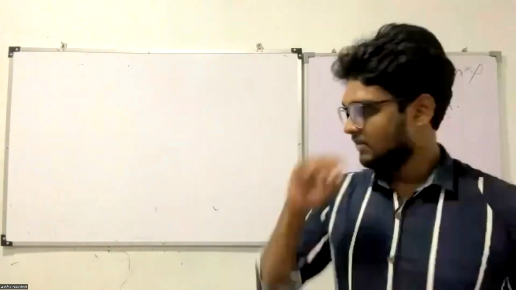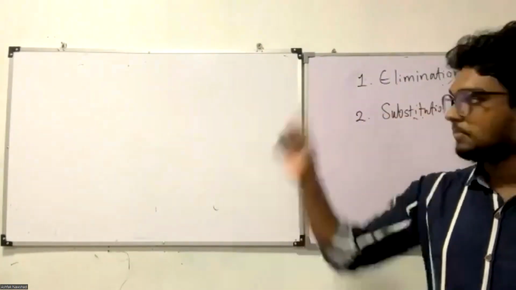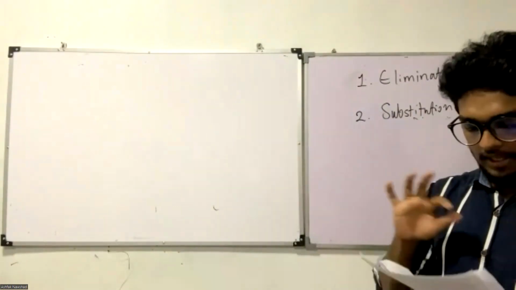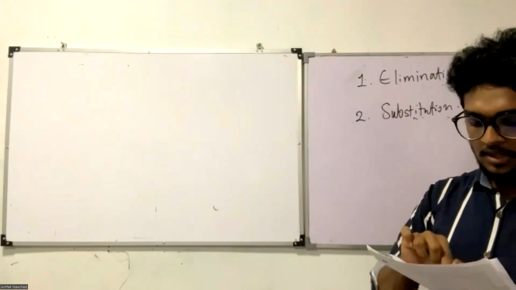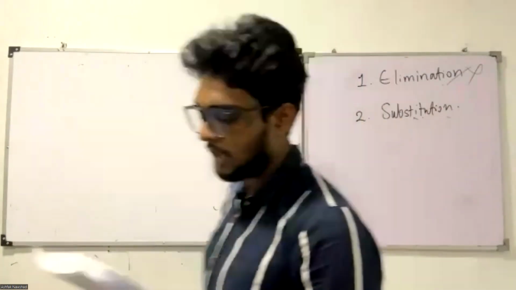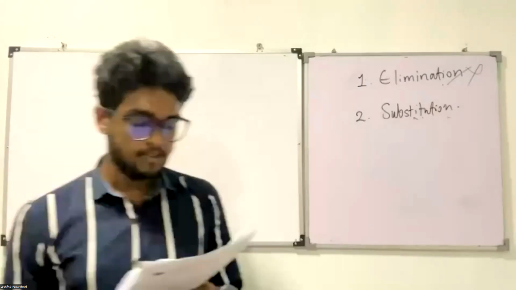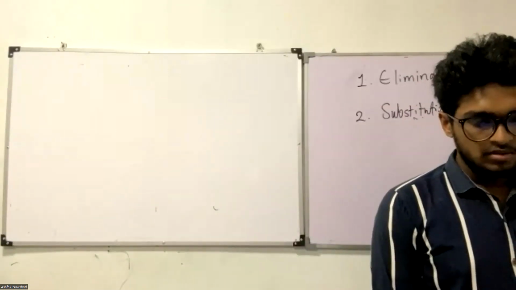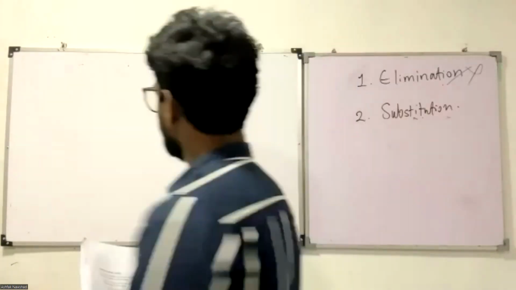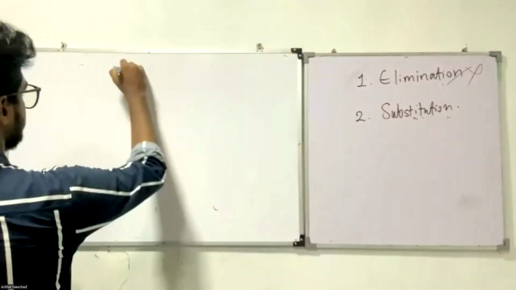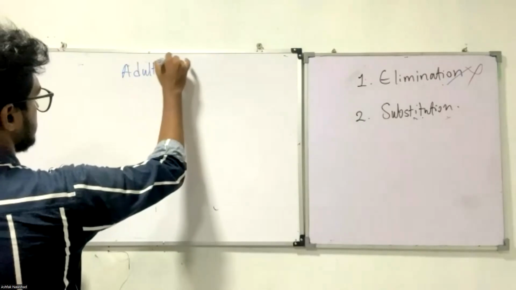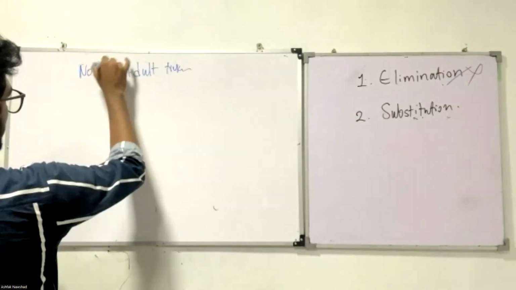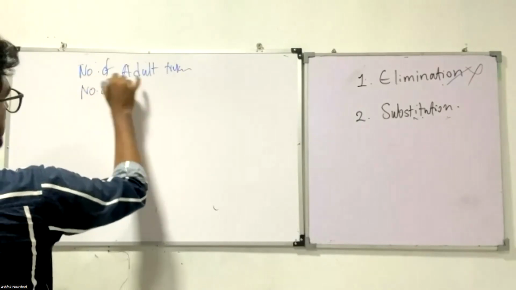I don't know if you got that, but I'll explain what that means. See, in the first question, read the last sentence. What are they asking? How many tickets of each kind? So what are the kinds of tickets? There are adult tickets. So the number of adult tickets and the number of children's tickets.